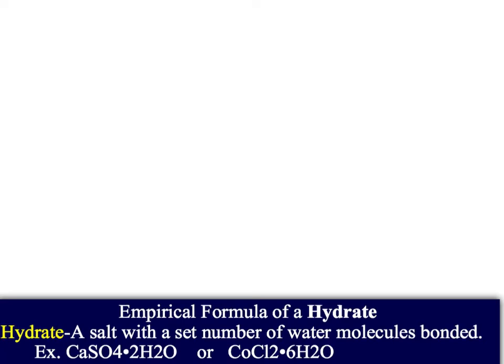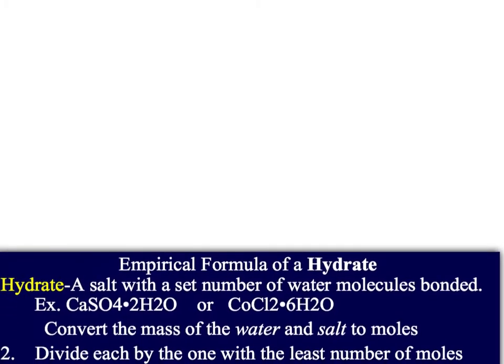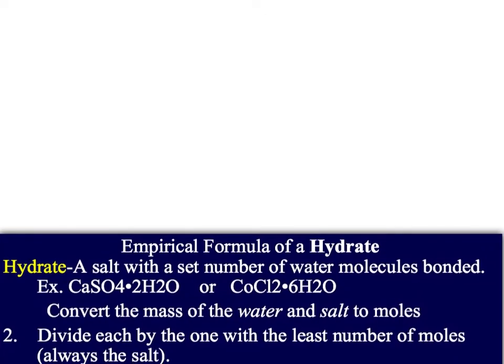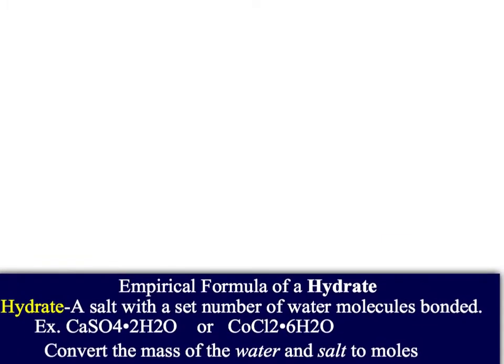Okay, so this will be preparation for your lab for tomorrow. We looked through yesterday and the day before how to find the empirical formula of all the elements in a compound. Now we're going to look at how to find the empirical formula of a hydrate, or in other words, how many water molecules are bonded to the ionic compound.